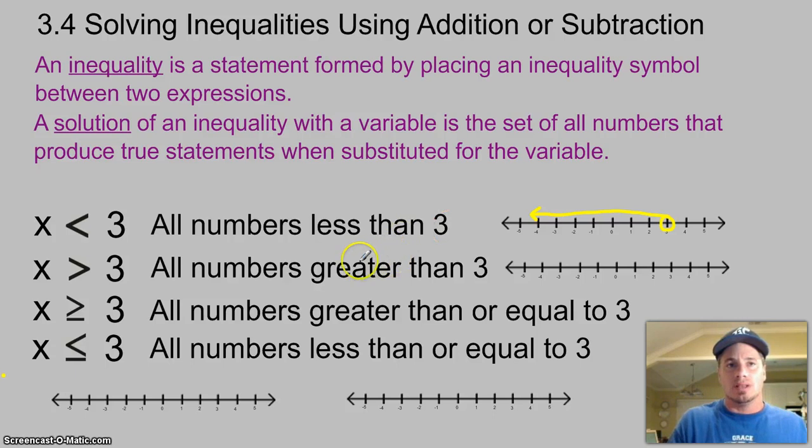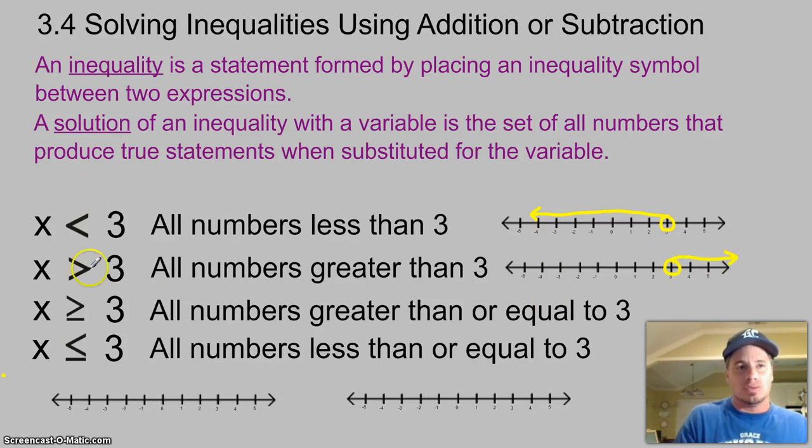Look at the next one, all numbers greater than 3. Again, find the 3 and circle it. Again, the 3 is right here. It's not actually part of the solution, but after we solve, we will have this number right here. That's what we're always looking at on our number line. Greater than 3, well, that's all the numbers to the right, because those numbers are bigger than 3. So my arrow goes this way.